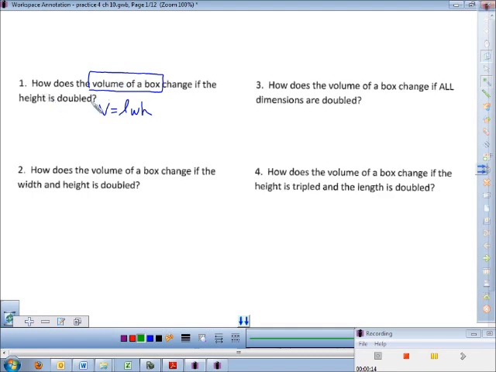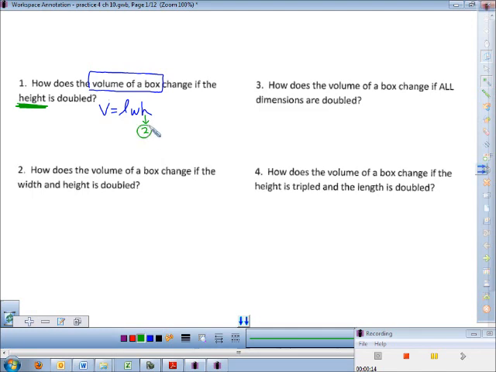It says if they double the height, all we have to do, since they're talking about height, is find that variable in this equation. That's h, right? They're going to double the height. So I want you to write the formula down, put this little arrow right here, and put a little 2 here saying that they're doubling it. That's what double means, times 2.